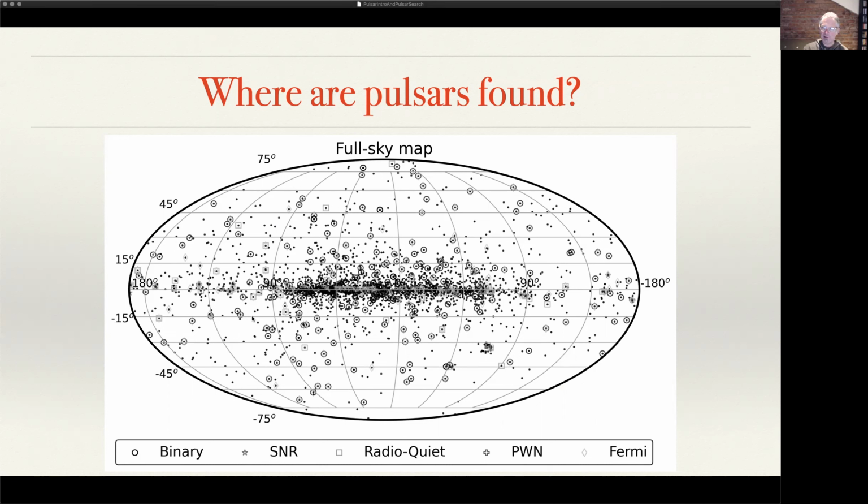I also mentioned globular clusters. So globular clusters are these groups of millions of stars, and they exist in various locations in our galaxy. And because these millions of stars are located in a very small region, the density of stars is high, and you can have lots of interactions, and these interactions can generate neutron stars through explosions or the accretion that we talked about before. And so globular clusters hold a lot of the more rapidly rotating pulsars, the millisecond pulsars.